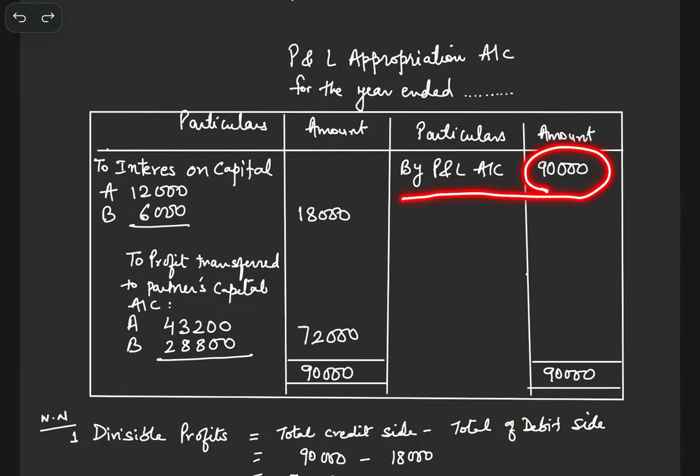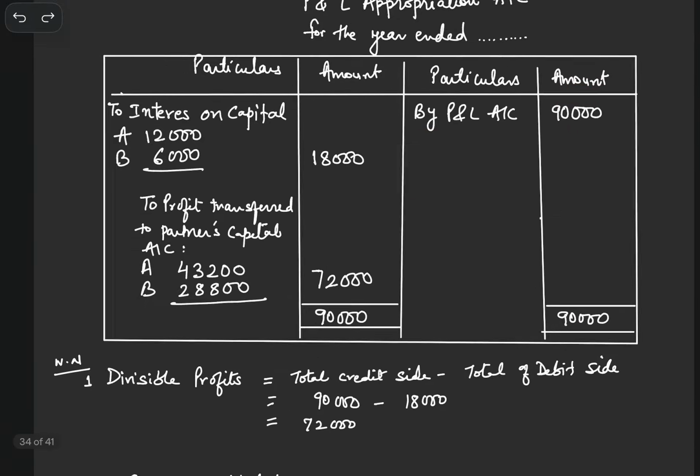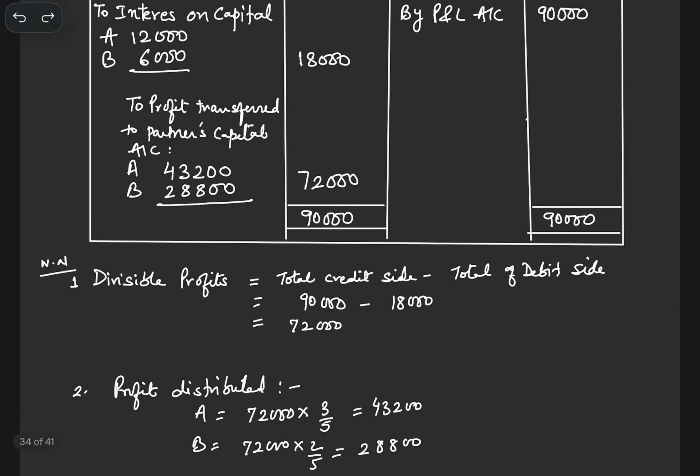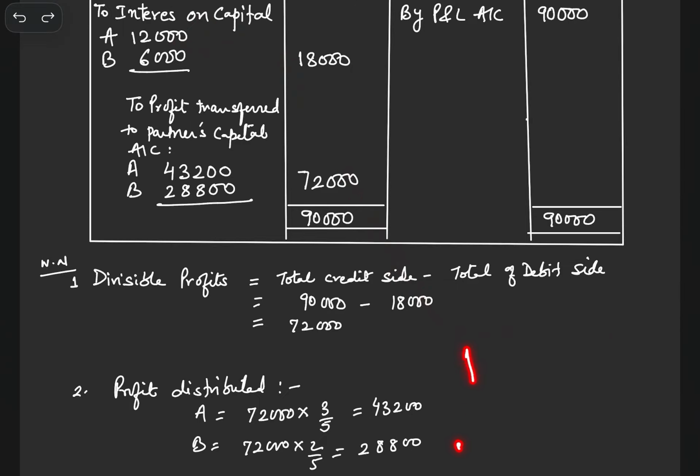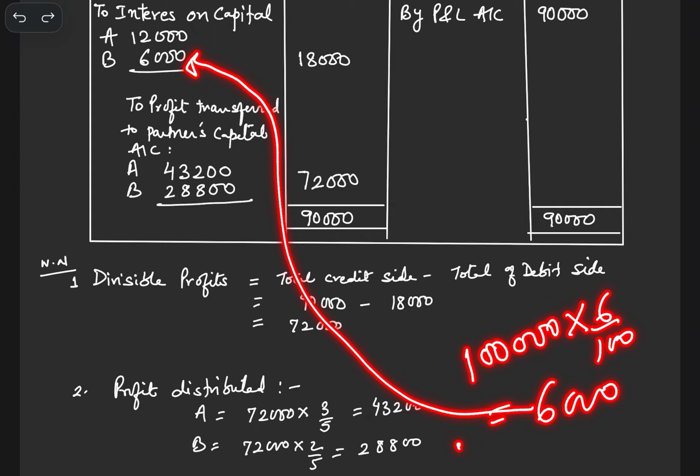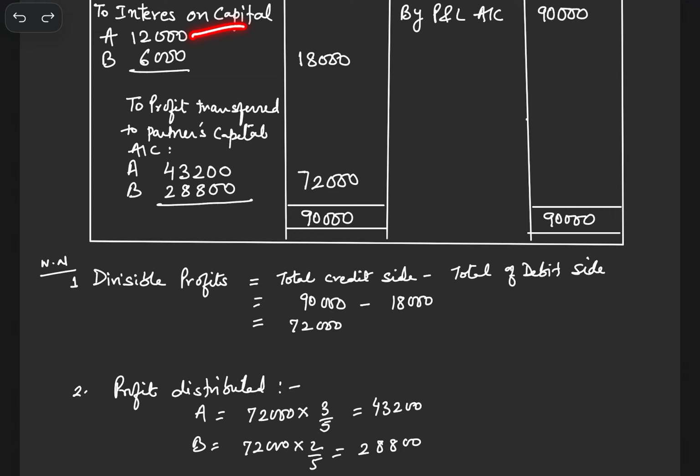The profit of the current year is rupees 90,000. So it is transferred here. Since the profits are sufficient, how have we found that the profits are sufficient? We have calculated the interest on capital. Interest on capital: 2 lakh multiplied by 6 upon 100 gives us 12,000, right? See this 12,000 for A. Similarly, we have calculated for B, that is 1 lakh multiplied by 6 upon 100, that is rupees 6,000. See this 6,000 for B, right? So 12,000 and 6,000, total amount 18,000.